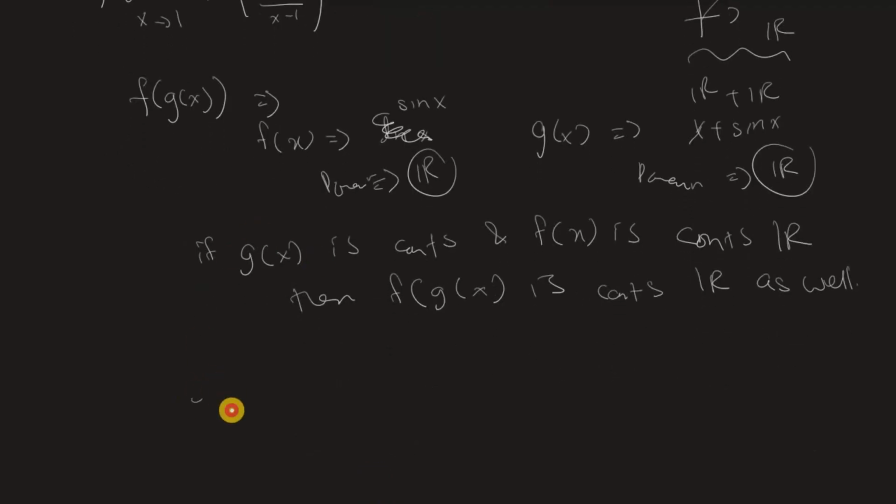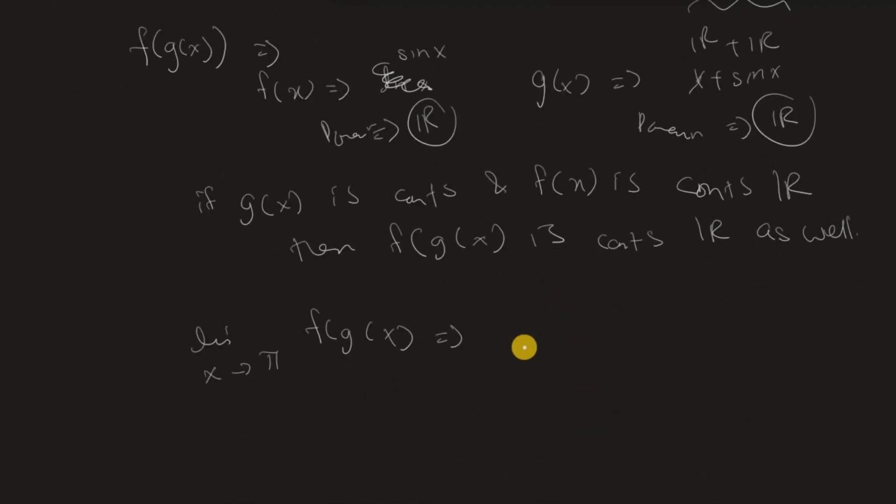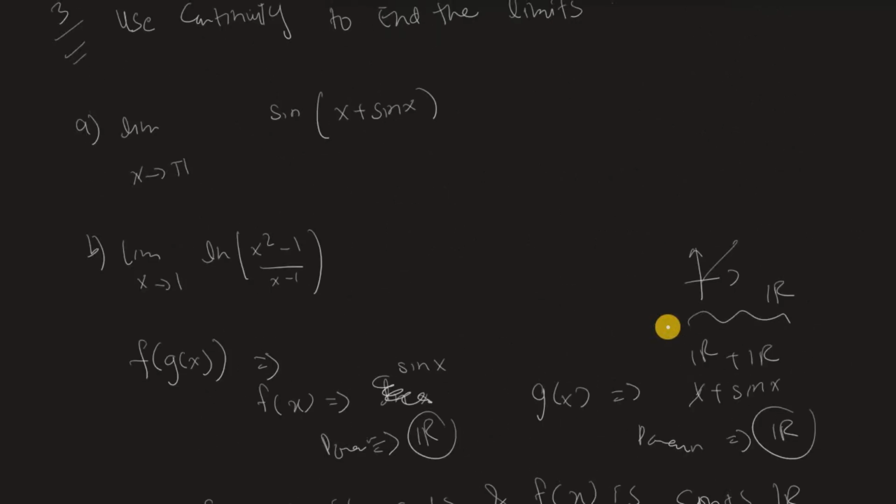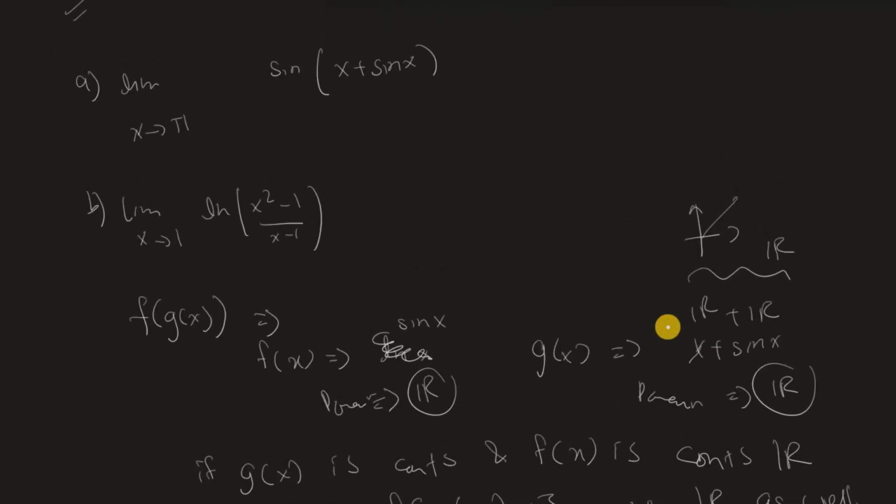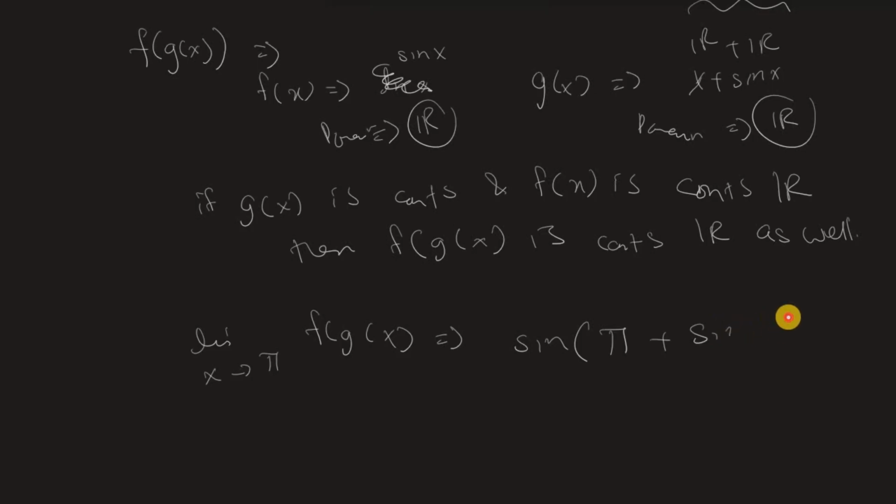So now we can go ahead and plug in the limit as x approaches pi of f of g of x, which is going to be our question that we had, which was sine of, and inside sine we have to put pi plus sine pi. Okay, sine pi, so if you evaluate this, sine pi is 0, and this is evaluated to 0 as well, so you get 0 as your final answer.